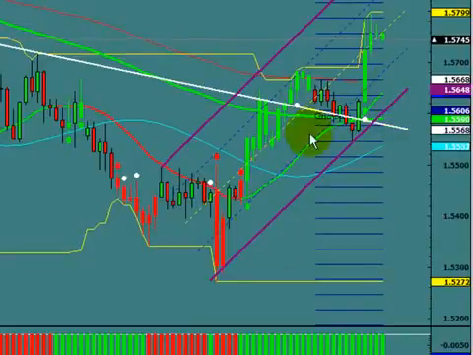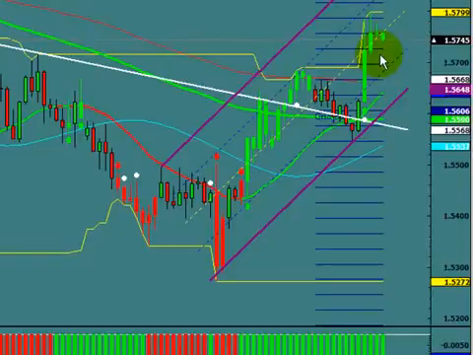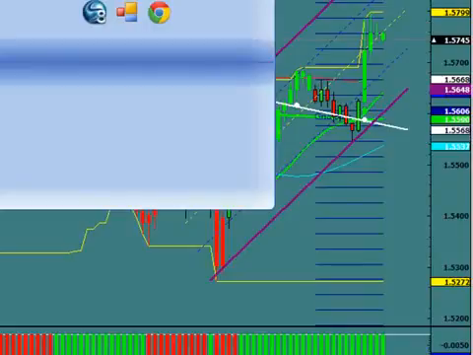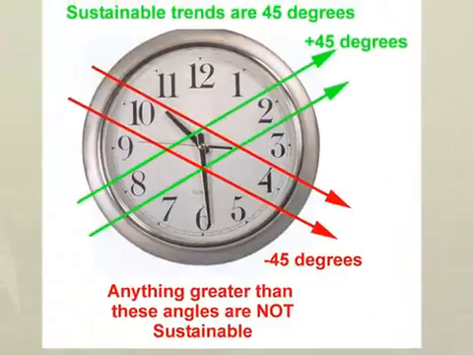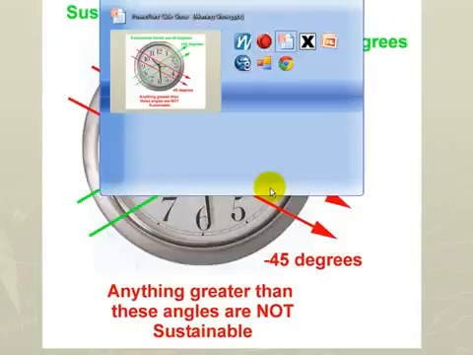Now I want you to see this angle. 45 degrees is a good trend. Anything greater than 45 degrees is not a good trend. So how do you remember? Let me show you a little example here that will make sense. You look on your watch, and a currency that is moving from 8 to 2 on your watch is 45 degrees if you're in an uptrend. In a downtrend, it's 10 to 4. So as long as you've got trends like that, going up or down, you can count that as a pretty good trend.